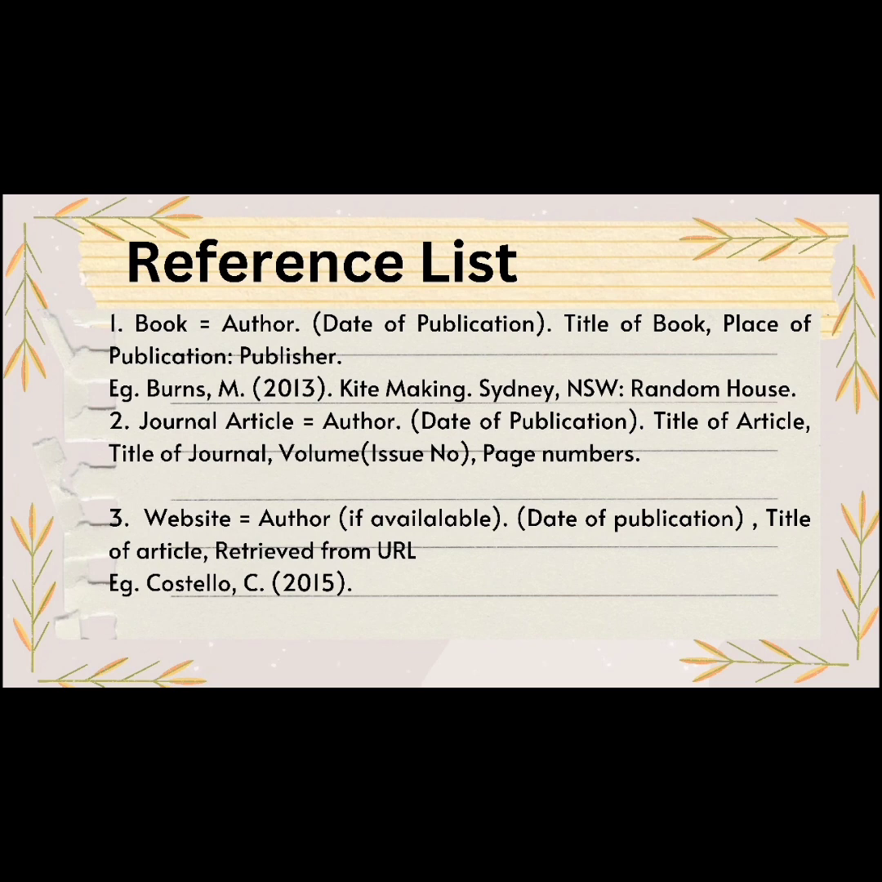So when you use a book for getting the information, first you write the author, date of publication, title of book, place of publication, and the publisher. So to avoid plagiarism. So example, Burns M 2013, Kite Making, Sydney, NSW, Random House.